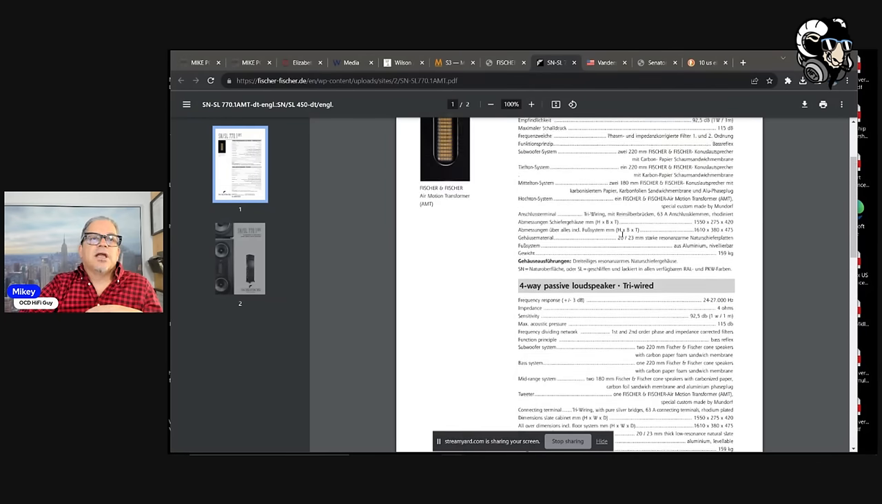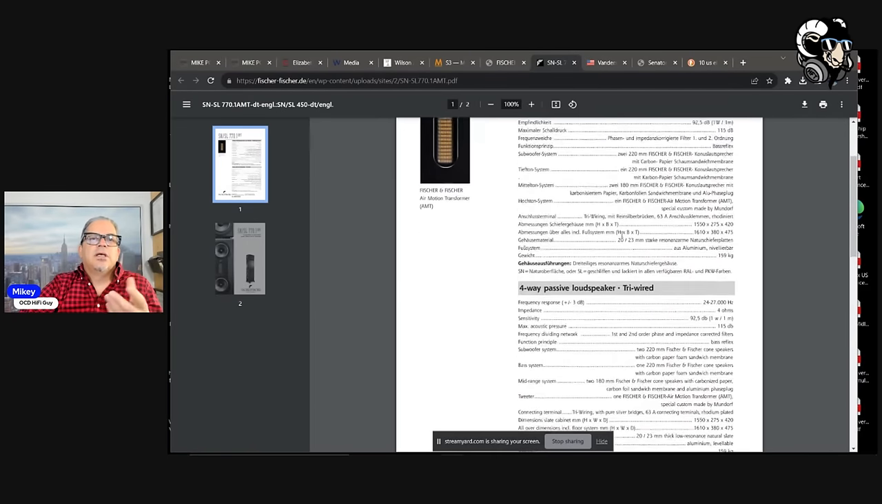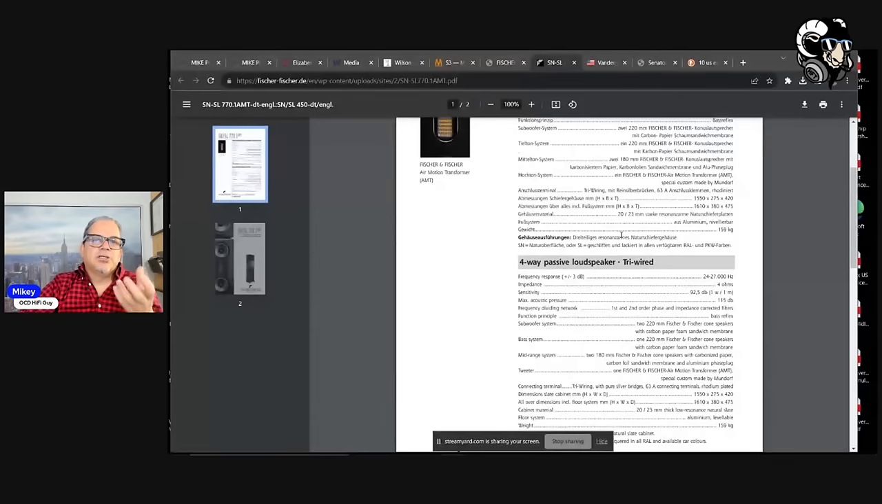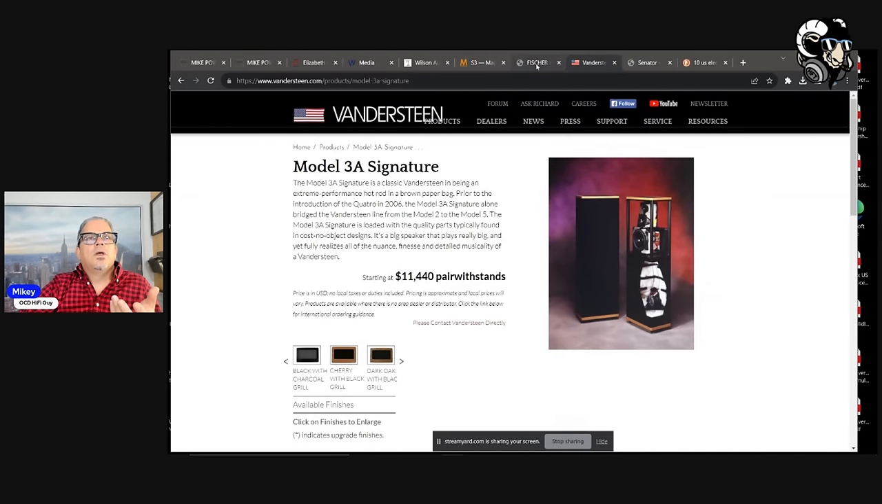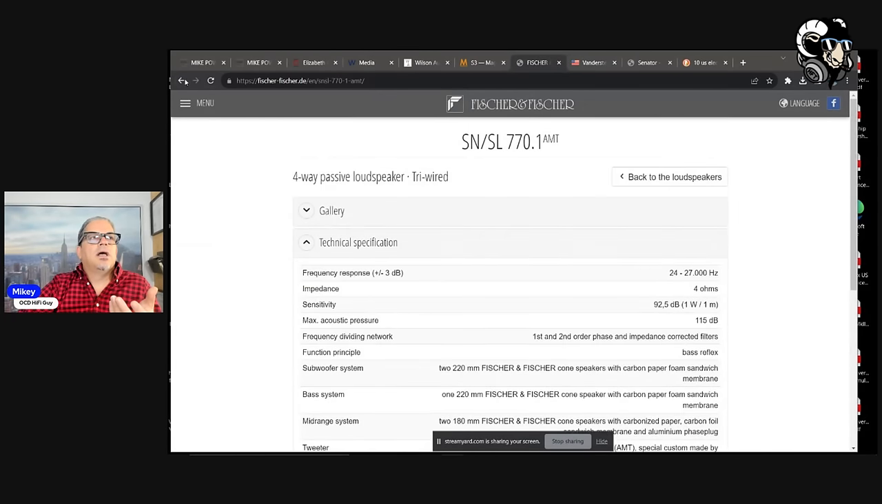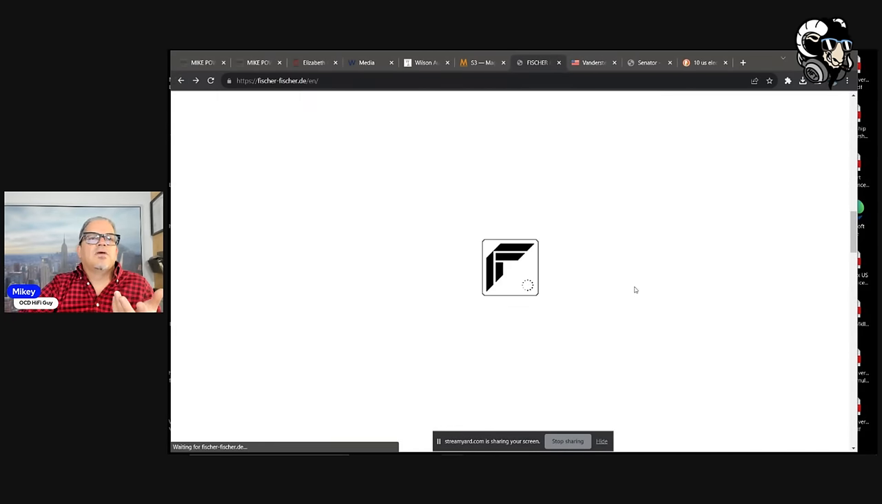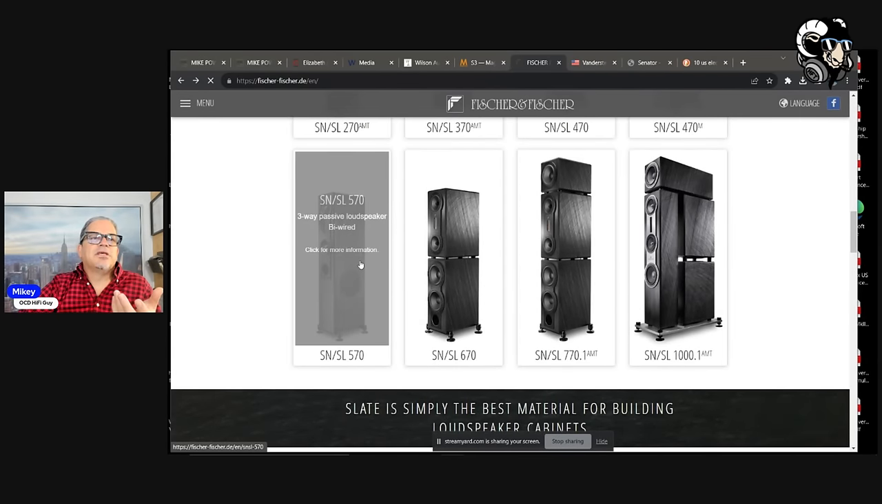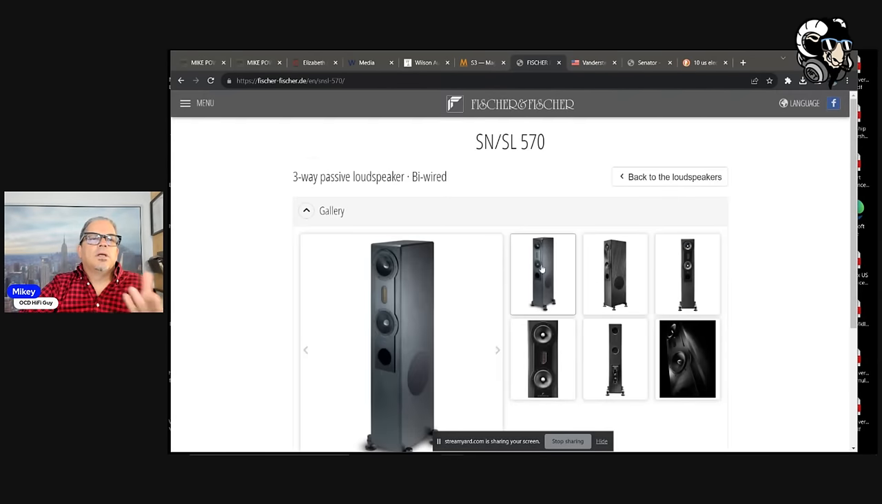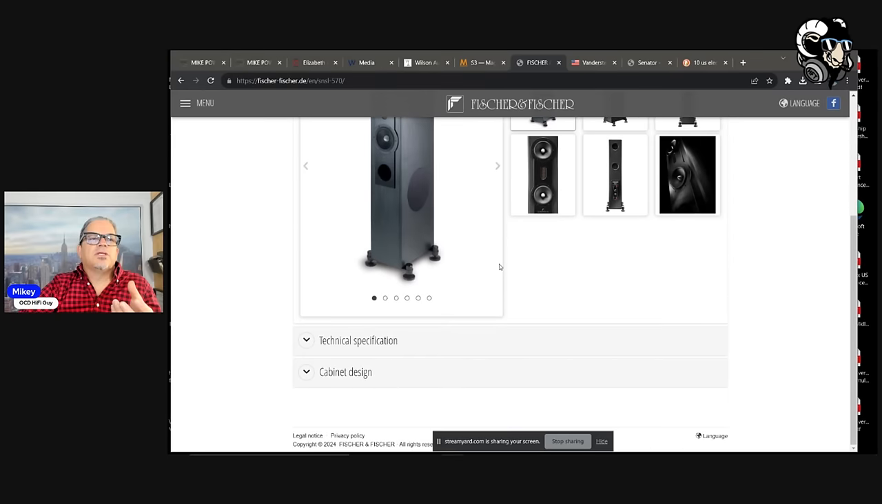And this is kind of a bigger one. This is a 770. Let's just not pay attention to actually what the numbers are, because this is a bigger speaker. So if we wanted to be fair, let me go with the smaller, so you guys can see a comparative, a smaller Fisher & Fisher, not the 770. Let's go with the 570, which would probably be more appropriate for what those other two are.